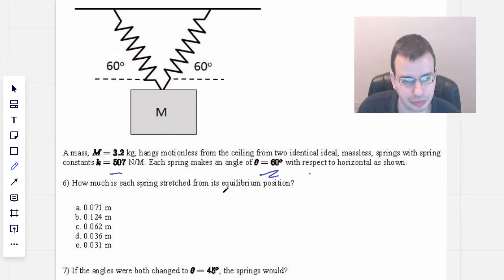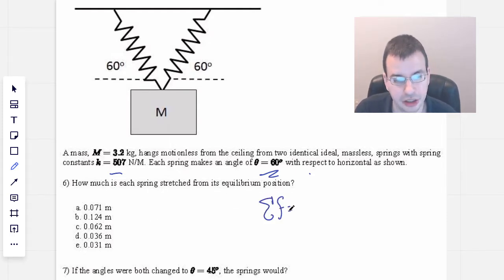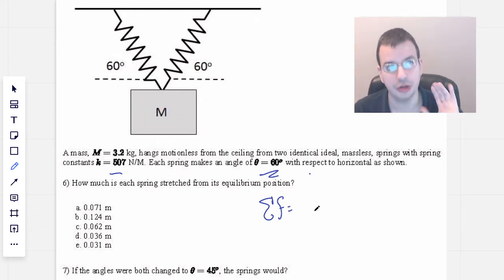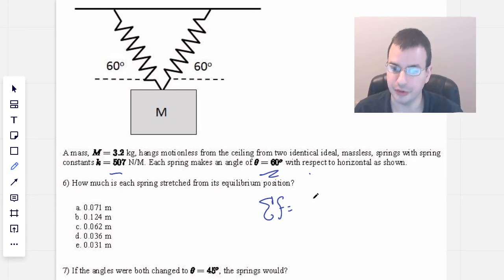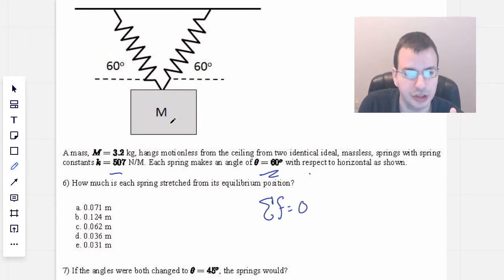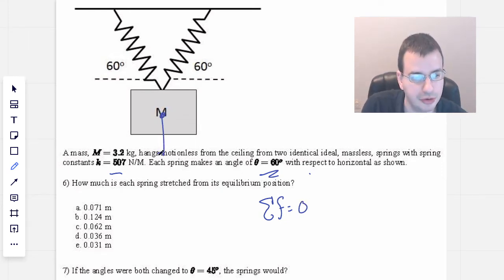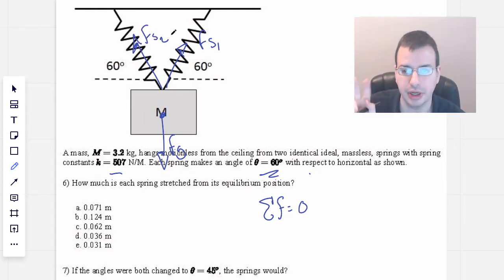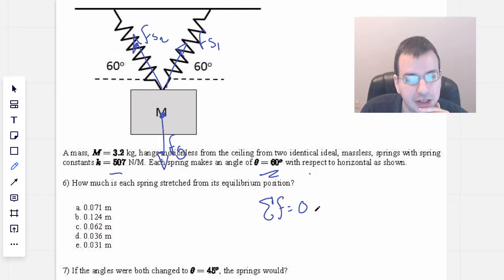So the first thing we think about is force balance. Since there is no acceleration, we have no net force, so the sum of all forces equals 0. We draw the forces here: the force due to gravity, the force due to spring 1, and the force due to spring 2.